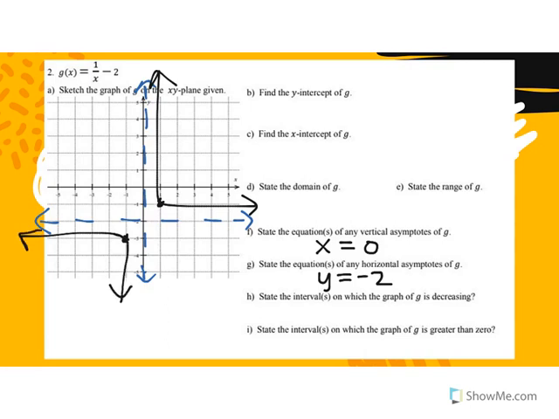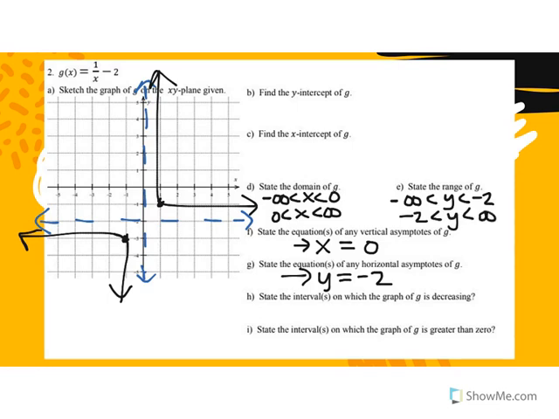So the other one that's easy is let's just figure out our domain real fast. Negative infinity less than x, which is less than our x value here, which is 0. Pick up where you left off. 0 is less than x, which is less than infinity. Now our range. Negative infinity is less than y, which is less than, go to your y value, -2, and then pick up where you left off at -2. y is less than infinity.